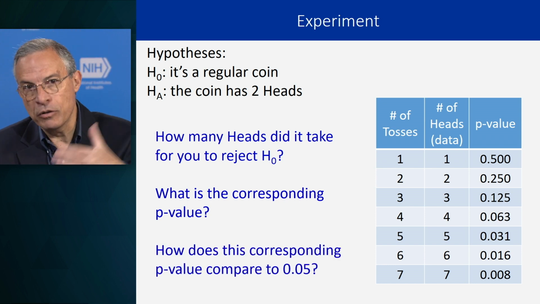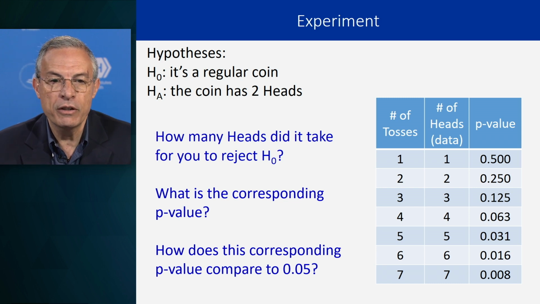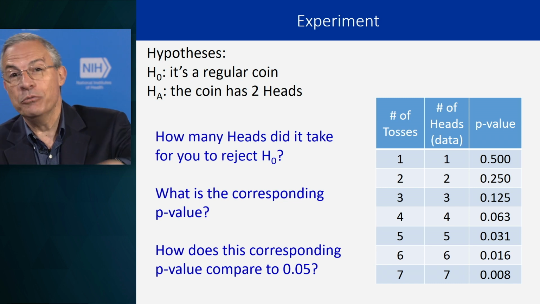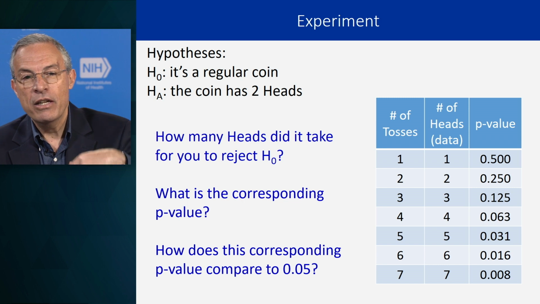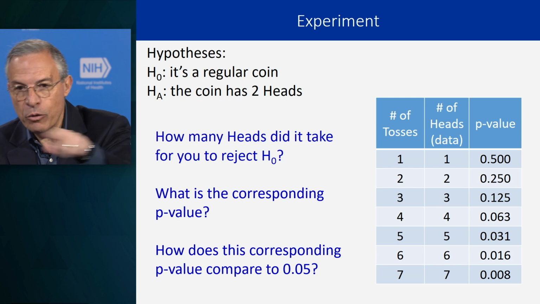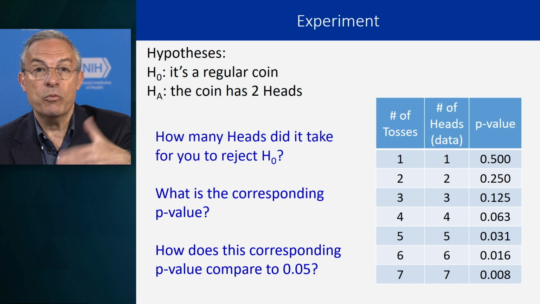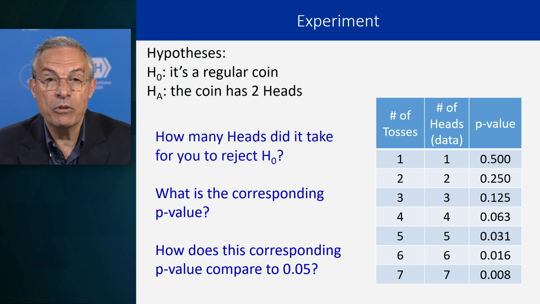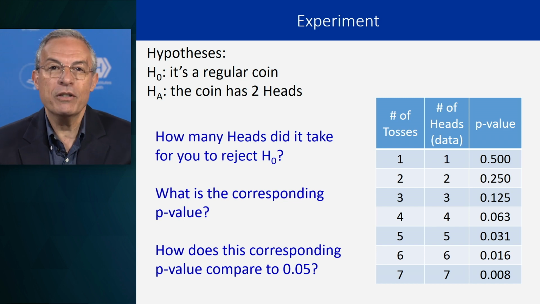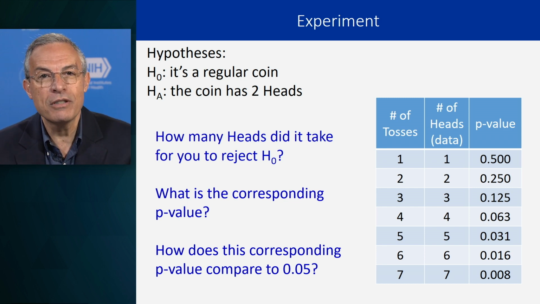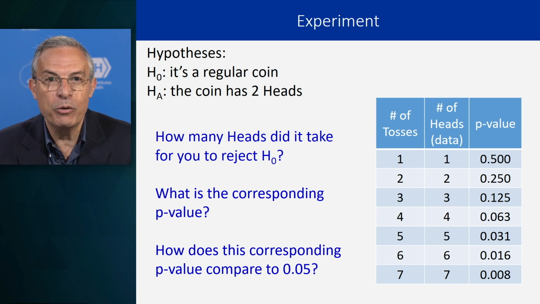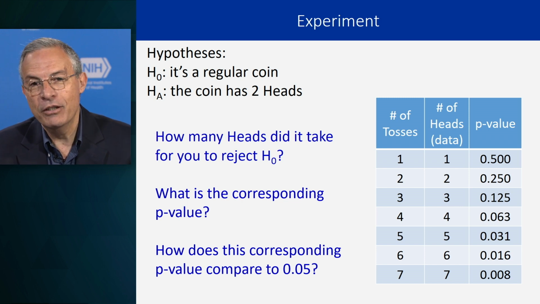And I'm going to go over the more formal definition. But the interesting part for yourself is this corresponding p-value, the one at which you decided that you're tossing the two-headed coin. How does it compare to the commonly used p-value of 0.05? Okay.